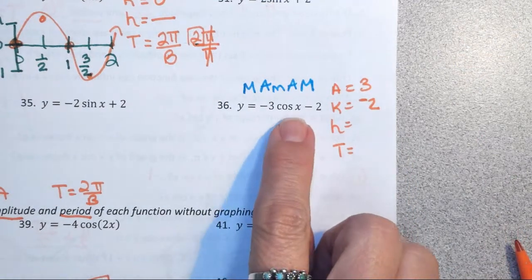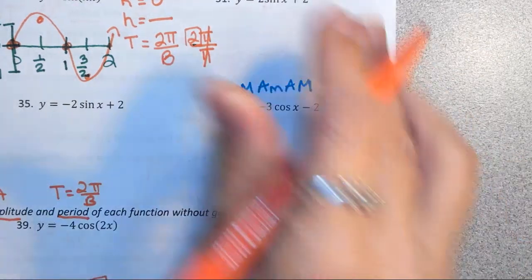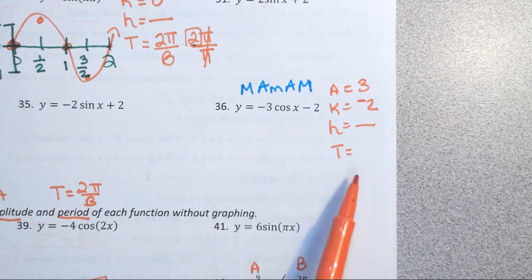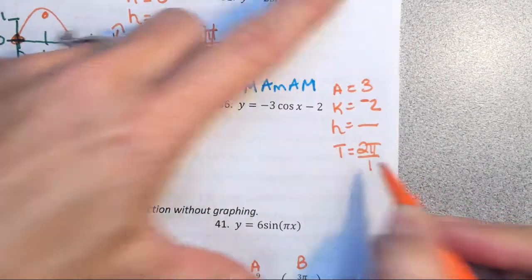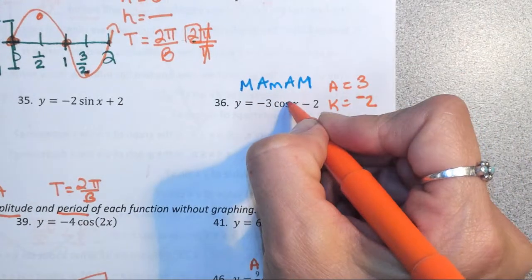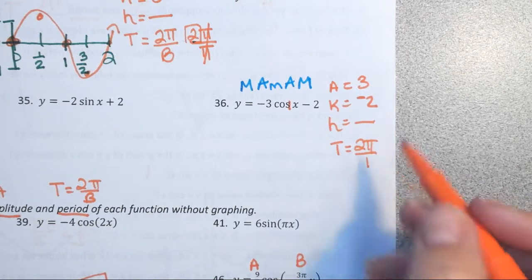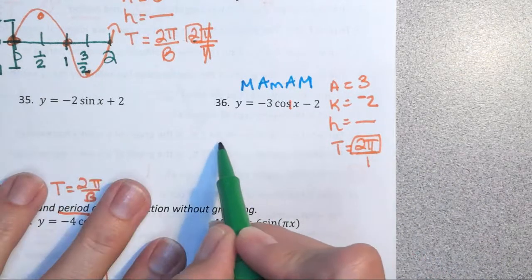Now, am I adding or subtracting anything in parentheses? No. So there's no horizontal shift. In fact, there's no horizontal shift on this whole page. We'll do those after the assessment because they're not on the assessment and I don't want to confuse you. Now I've got to find T. What's my T going to be? 2 pi. Why is it 2 pi? Because in front of x is just 1. It's really 2 pi over 1, and 2 pi divided by 1 is 2 pi. All right, so let's make our x-axis. How long should the x be? 2 pi.